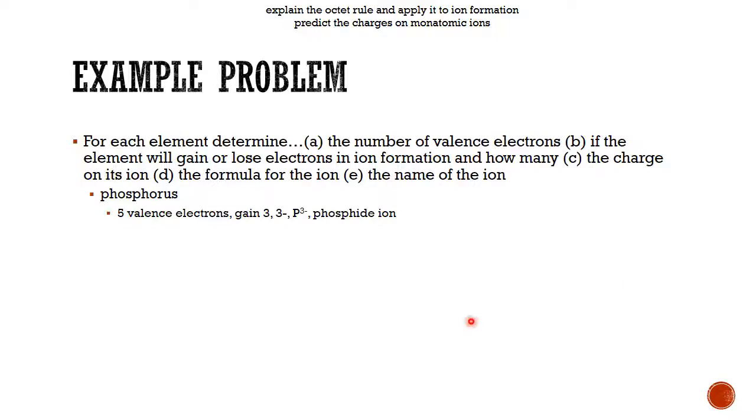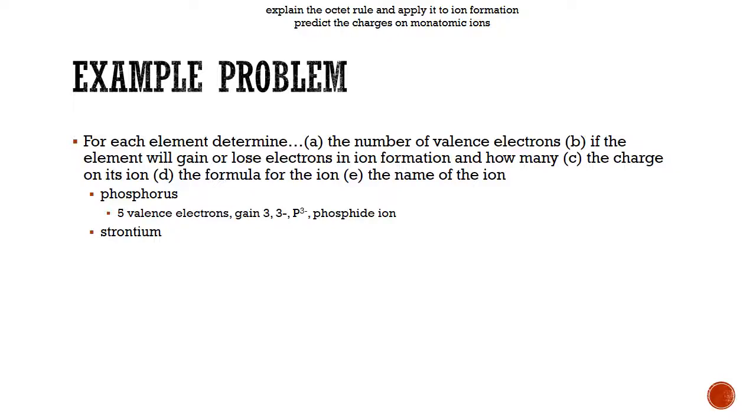Okay, so here are all those answers we just said. It has 5 valence electrons. It would gain 3. Its charge would be 3 minus. Notice we don't just say negative. The charge is 3 minus because it gained 3 electrons. The formula for the ion is P 3 minus, and the name is the phosphide ion.